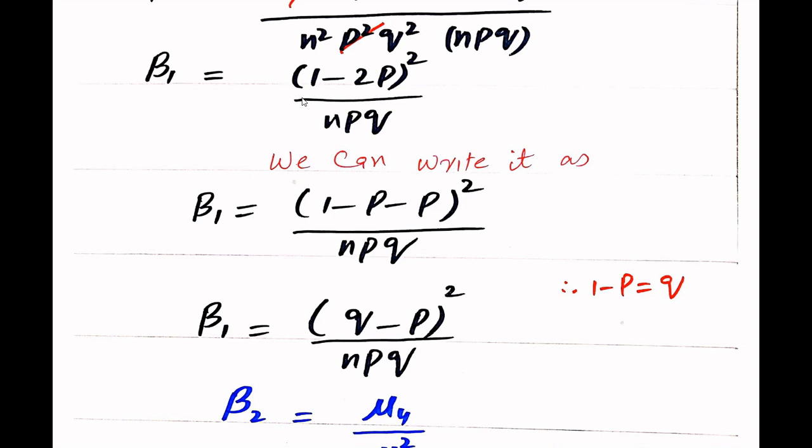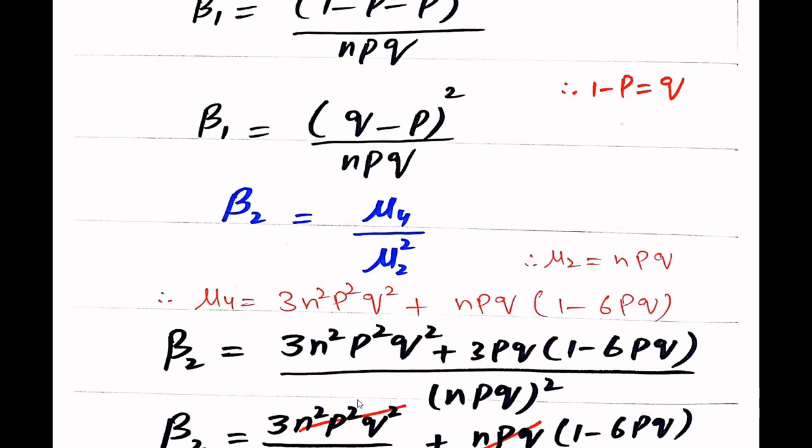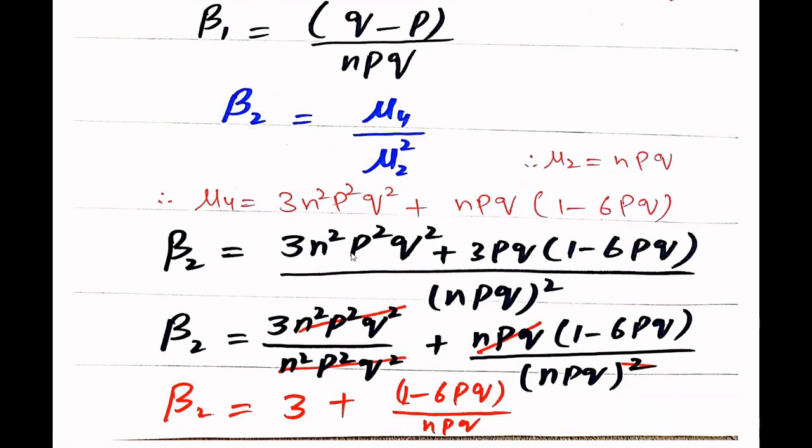Now we solve beta 2. Beta 2 is equal to mu 4 over mu 2 square. Mu 2 is equal to npq and mu 4 is equal to 3 n square p square q square plus npq into 1 minus 6pq, as we already proved. So put these values into mu 4 over mu 2 square.